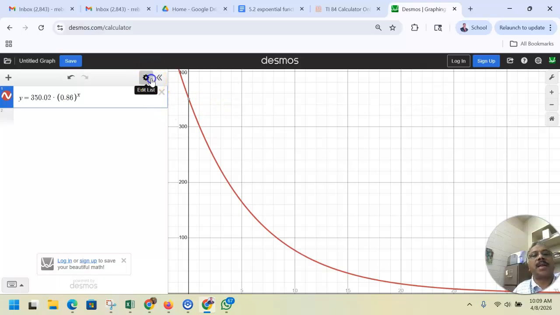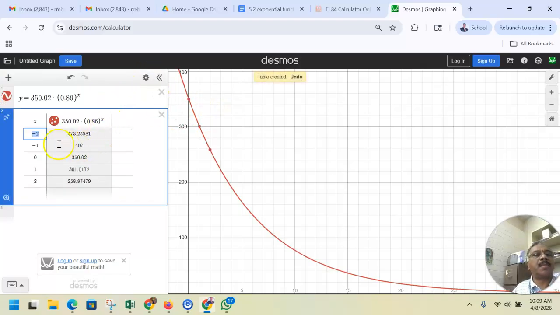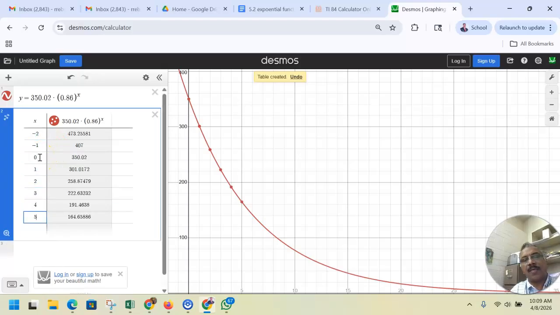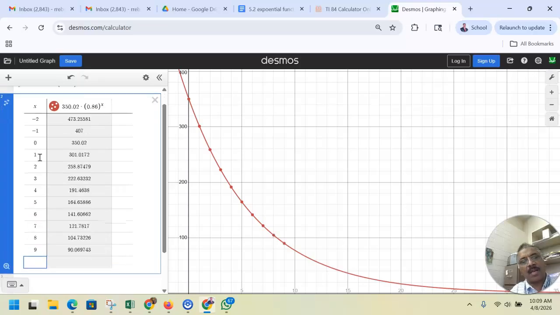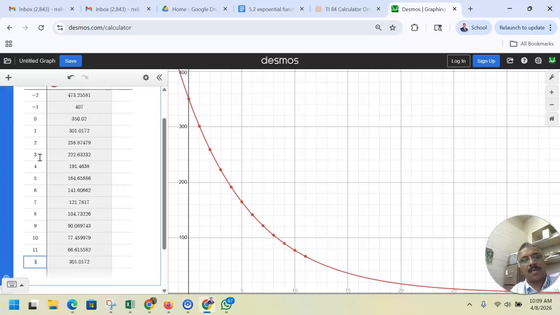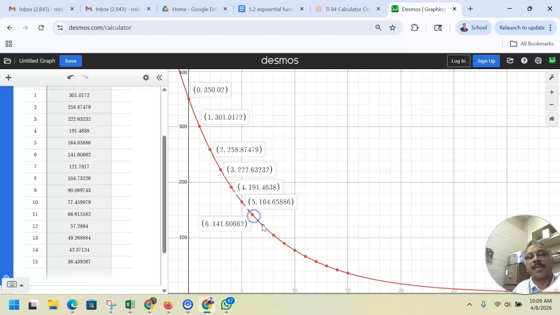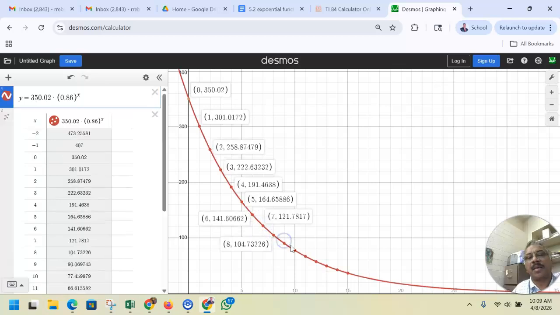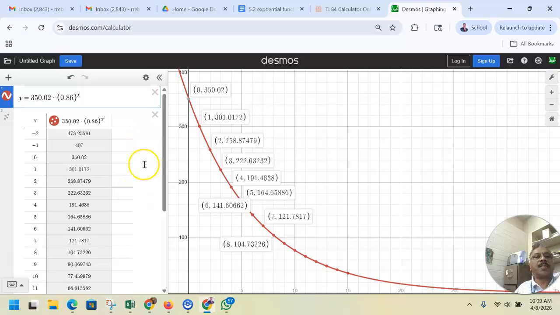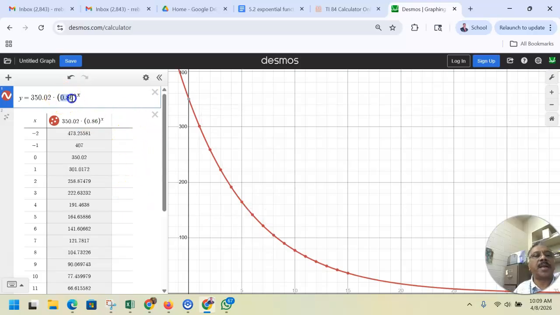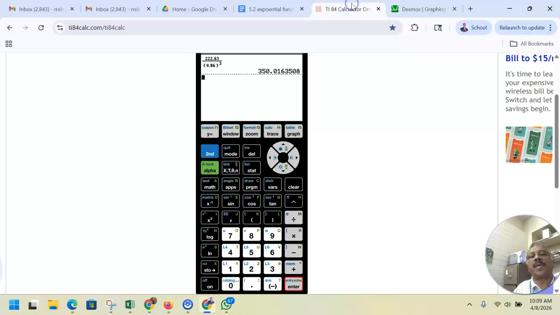You can also put a table and put all the numbers: -2, -1, like this. You can put 3, 4, 5, 6, 7, 8, 9, and then 11, 12, 13, 14, 15. And that's how these numbers go on decreasing. See this one, click each one of them. The output goes on decreasing. So there's a common multiplier, which is 0.86. Hope that helps.